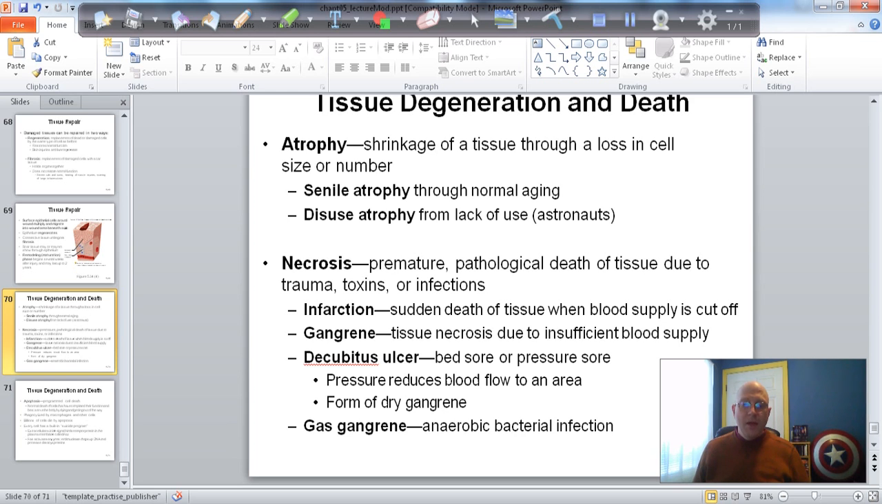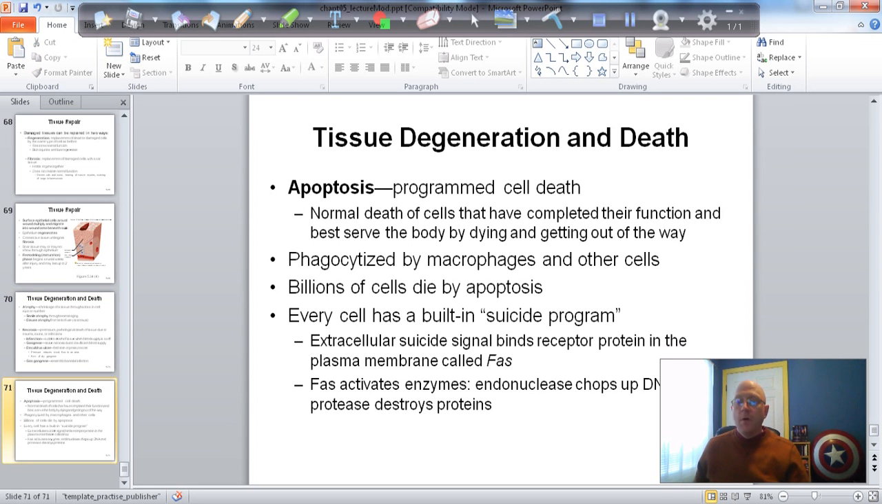And then a decubitus ulcer is a bed sore or pressure sore, so that means that pressure had to be put on the skin for so long that it stopped blood flow, and thus you ended up with that kind of death of tissue. So reduces blood flow to an area, form dry gangrene, and gas gangrene is anaerobic bacterial infection. So there, bacteria got in, infected the tissue, and stopped the blood supply, and so as a result the tissue died around it. Right? But all of those still had to do with something external, outside of the body, leading to the death of the tissue. And here's the last one, apoptosis, programmed cell death.